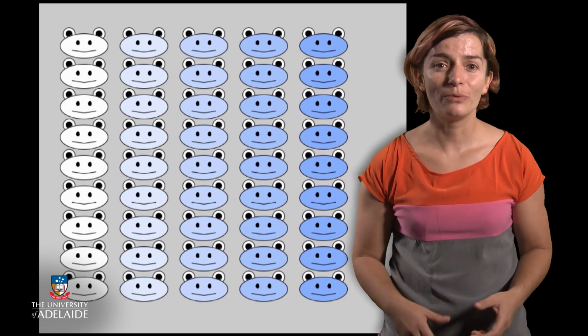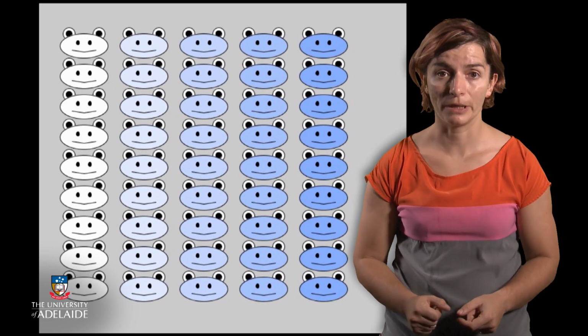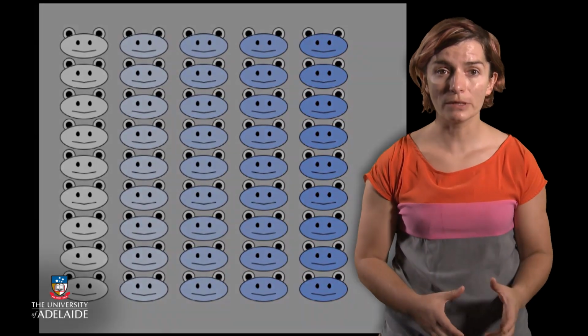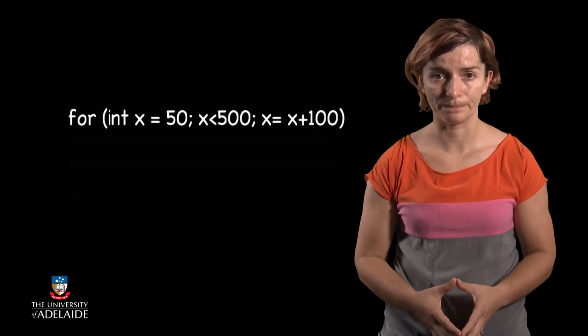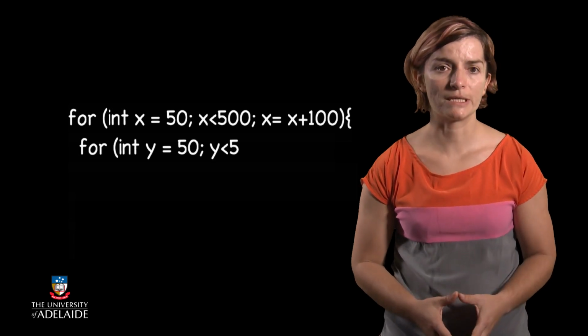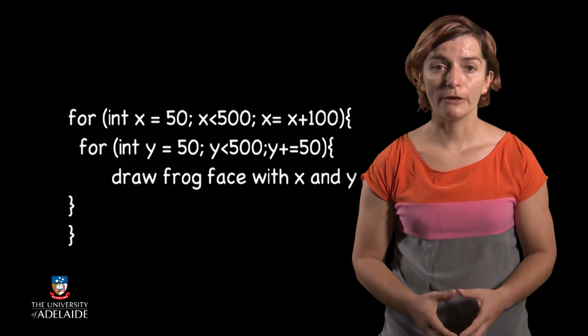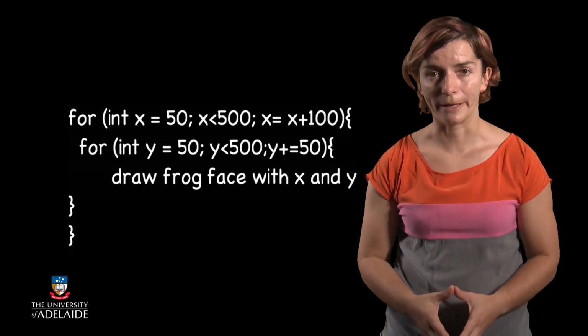To achieve this, remember that we could draw a grid of things using a nested for loop. In our case, we will draw each frog face using a nested loop, focusing on changing the x and the y coordinates in the update statement of each loop. In our case, I'll increase the x by 100 and I'll increase the y by 50. If you want a more spaced out grid, you can use bigger values for both x and y.